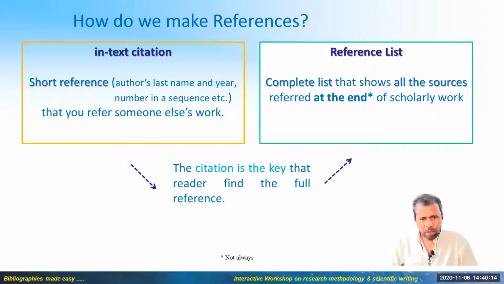So the term reference actually has two major components. The first one is the in-text citation, and the second one is the reference list, right? It's the combination of these two. The in-text citation is the short reference that you see in the text, usually the last name of the author followed by the year of publication, right? Then you will have a list of references at the end. So these two together we call referencing.